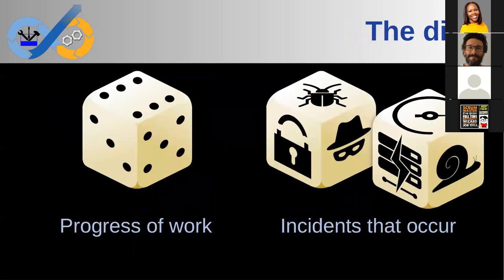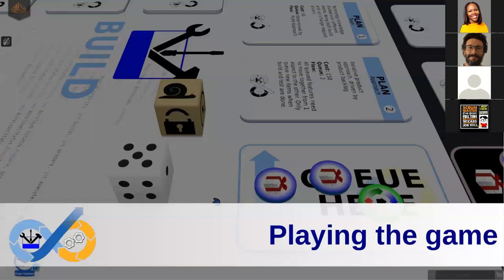There are two dice: a normal die, which makes sure you can progress along the board, and the incident die. As long as you haven't implemented anything, you won't be using the incident die. The normal die will also be used to determine the priority of your incident. That's for the elements. Are there questions so far?